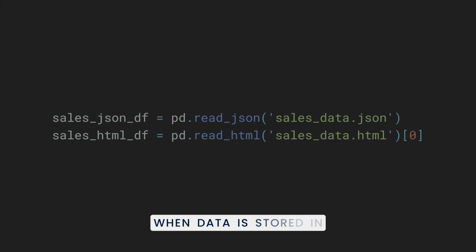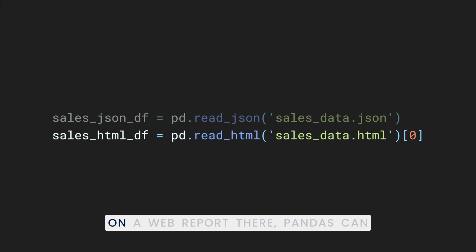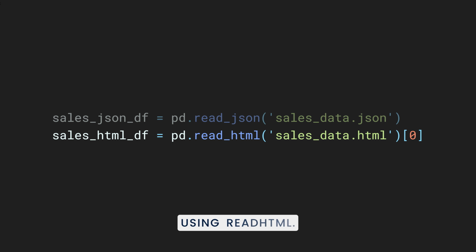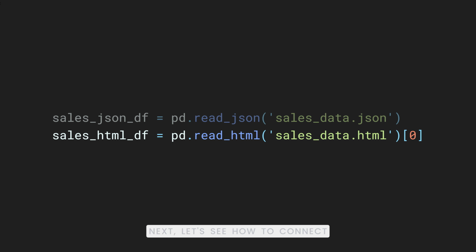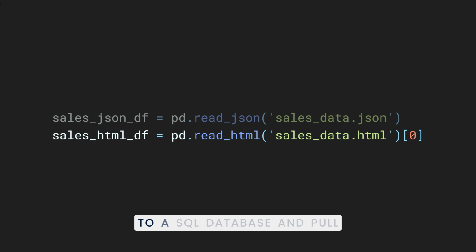When data is stored in HTML tables, like on a web report, Pandas can help extract those tables using read_html. Since there could be more than one table on the page, Pandas returns a list, and you can pick the one you want, usually by index. Next, let's see how to connect to a SQL database and pull data directly from there.